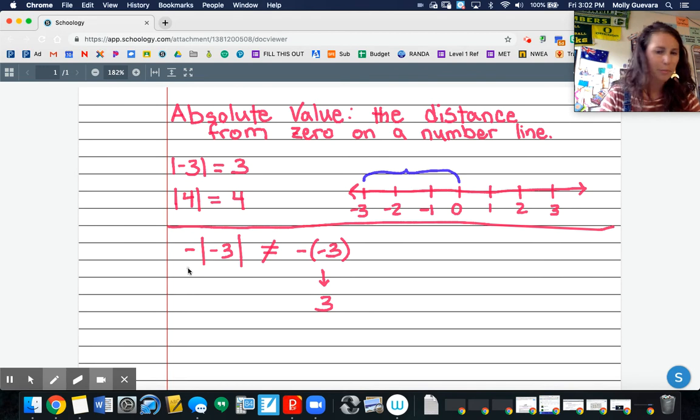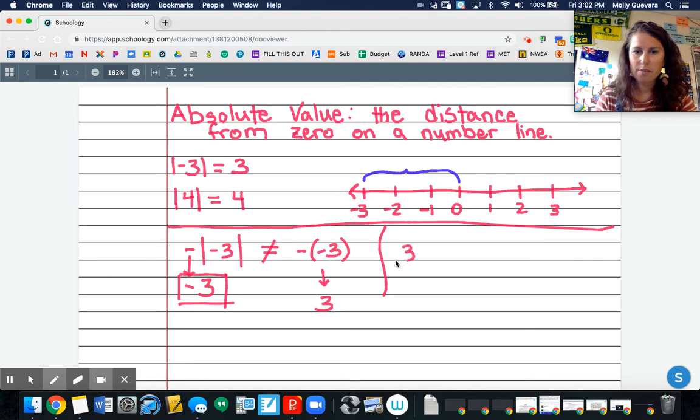So what you have to do with absolute value is this negative comes down, it just follows. And then you have to ask yourself, what is the absolute value of -3? Well, it's 3. We just did it up here. And so my answer actually still ends up being negative because of this negative that's out front. So that's really important to note, is that you have to take the absolute value first, and then this negative also comes down.